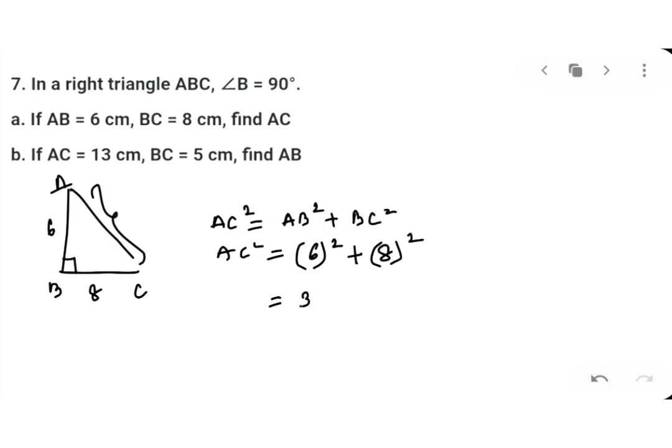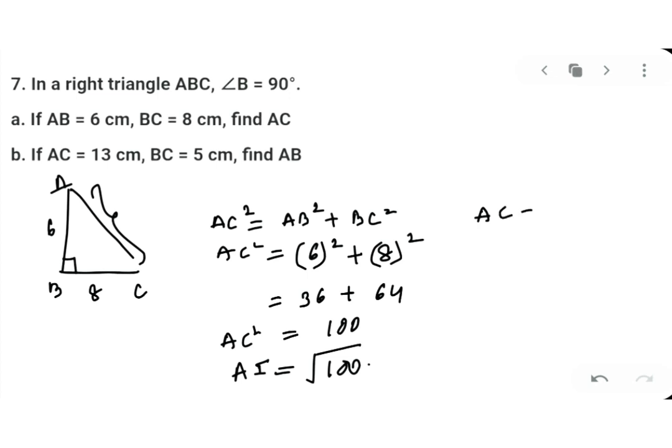Now put it 36 plus 8 8s are 64. So that will be 100. That is AC square. But if I want to find AC, what do I have to do? I have to take the root of 100. And root of 100, my dear kids, that is 10. So you got the value of AC as 10. Can you do the B part on your own?